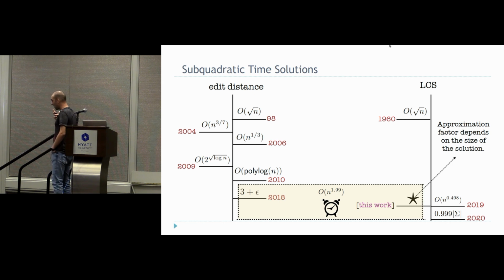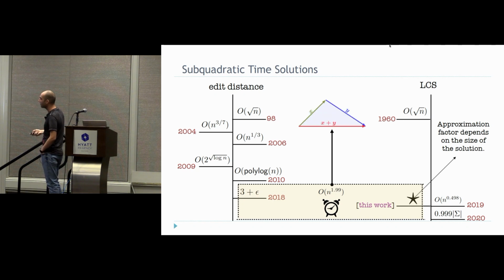Our work is about LCS, and we give the same kind of solution for LCS. So the runtime for LCS is subquadratic. The approximation factor is not constant. It actually depends on the size of the solution. So I won't tell you what exactly it is. I'll tell you at the end of the talk. I just say that it depends on the solution size. If the solution size is large, then it's small. If it's smaller, then the approximation factor deteriorates. But I'll tell you that this is exactly the dual solution for LCS.